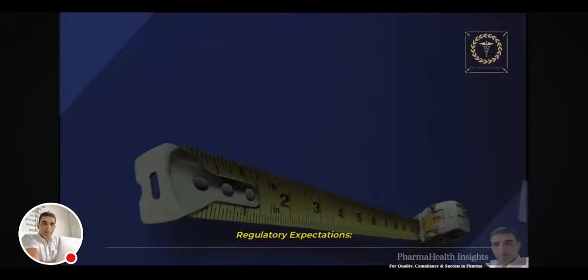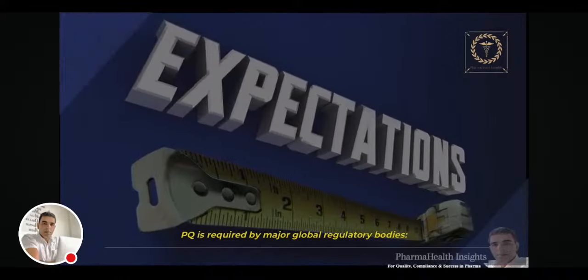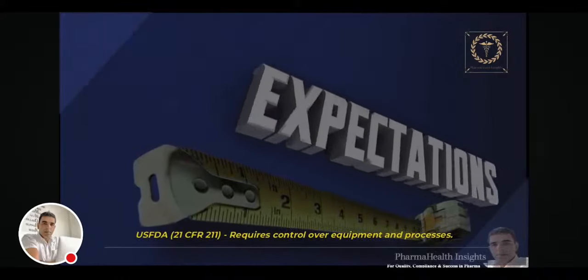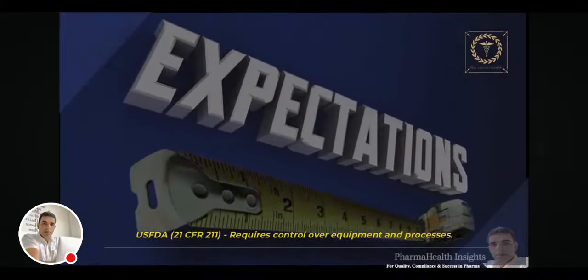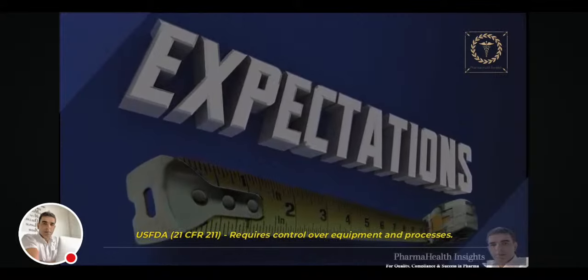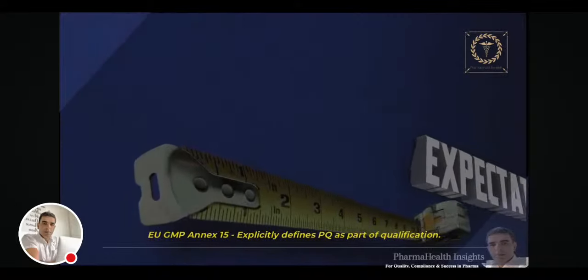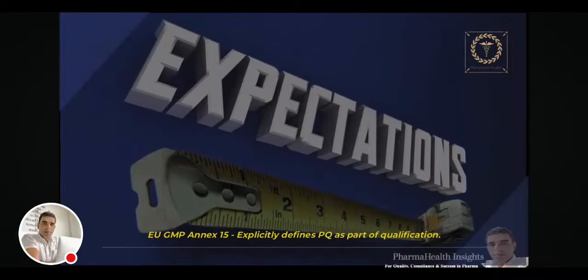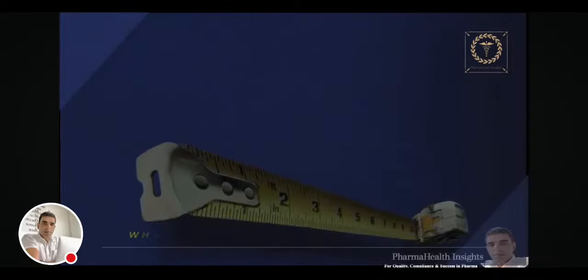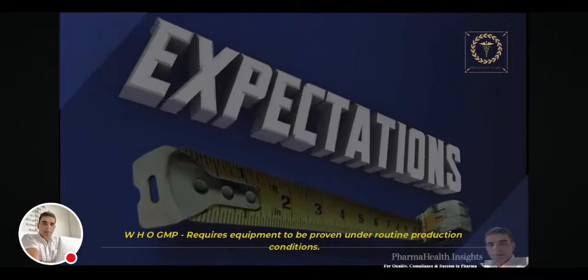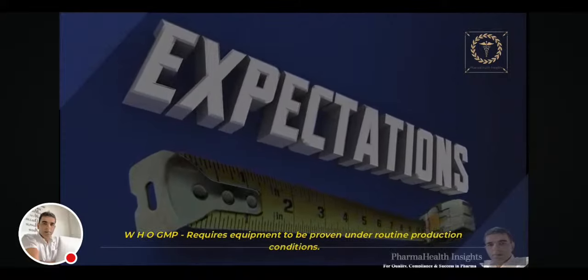Regulatory expectations. What are the regulatory requirements? PQ is required by major global regulatory bodies. US FDA 21 CFR 211 requires control over equipment and processes. EU GMP Annex 15 explicitly defines PQ as part of qualification. WHO GMP requires equipment to be proven under routine production conditions.